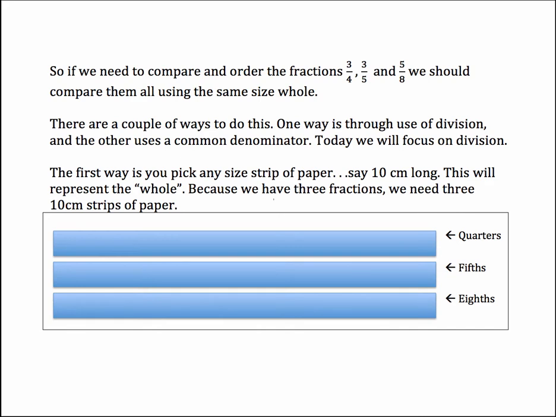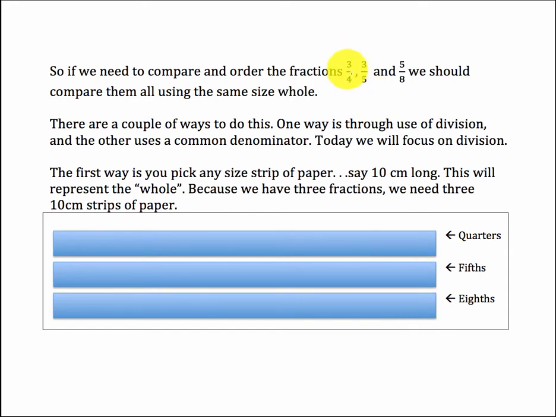So the first way is you pick any size strip of paper, say 10 centimeters long, and this will represent the whole. Because we have three fractions up here, we need three 10-centimeter strips of paper. So we're going to pretend that these are 10 centimeters. I have three strips, and each strip will be used for one of these fractions.